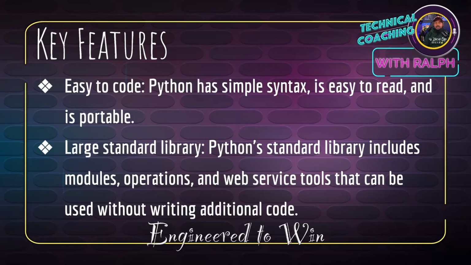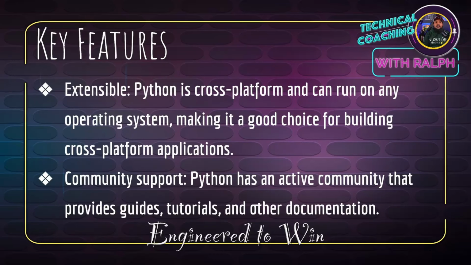So it's like this, right? I'll have a Python script on one computer, and then I'll push it to GitHub and I'll import it on another computer, and I can just run it out of the box. Don't have to worry about anything. As long as I install the requirements, the different modules that are necessary, it'll get going without any issues. So it has a large standard library. Python standard library includes modules, operations, and web service tools that can be used without writing additional code. So that's great. So let's keep going.